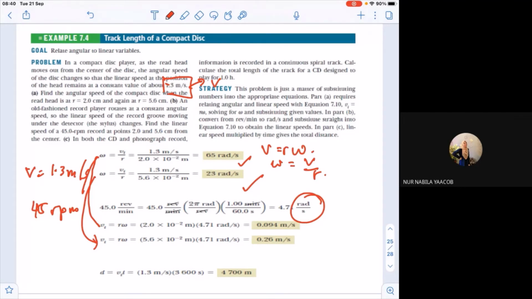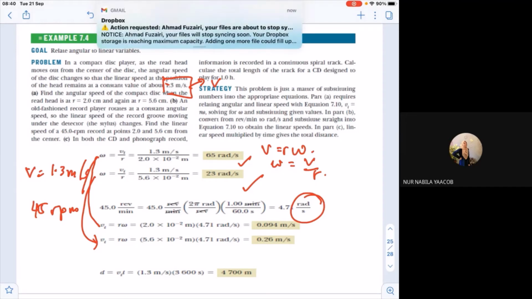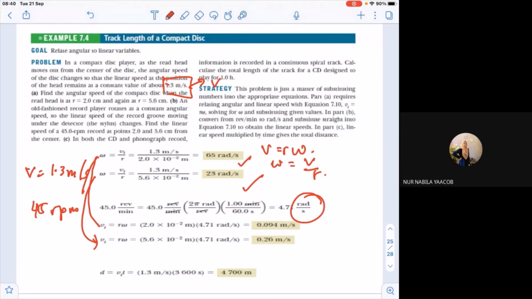4.71, which is the value of omega, is not from part A, but calculated from the question itself, which is 45 RPM. So you can use this value based on their respective radius. 4.71 times its own radius at 2 and also at 5.6.